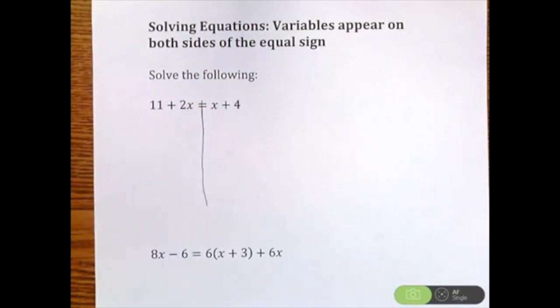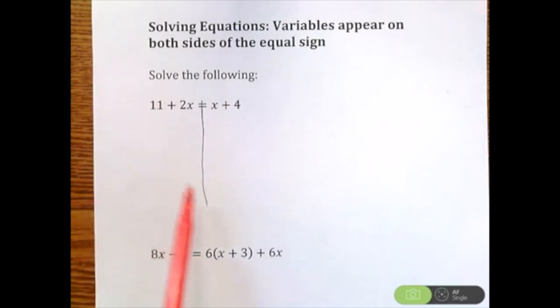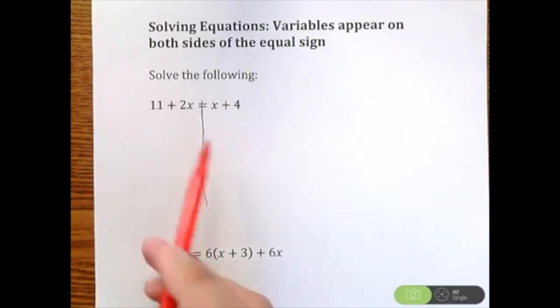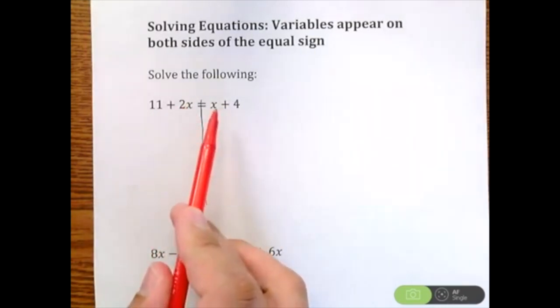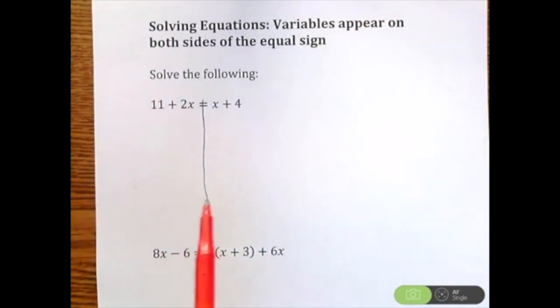We would just like to get all of our variables together. So either get them all on the left or get them all on the right. It doesn't matter. We can move this 2x to the right side or we can move this x to the left side. It does not matter. Whichever way you go, you'll still end up with the correct final answer as long as all the math along the way is correct. But I would like to get these all together.